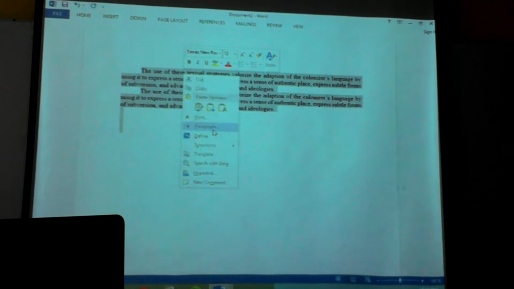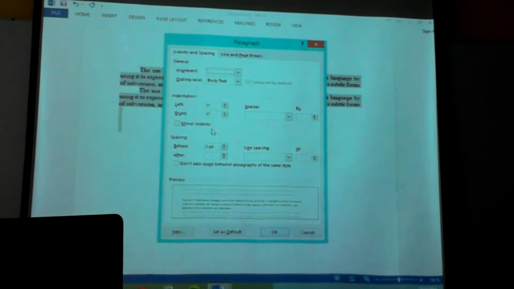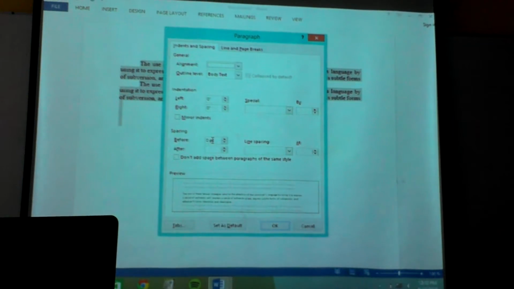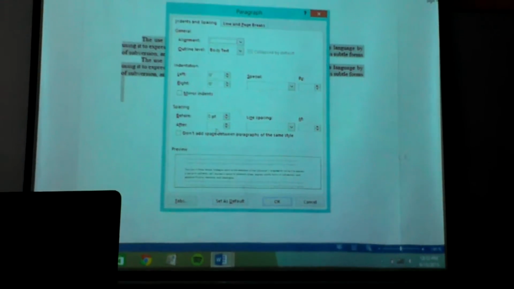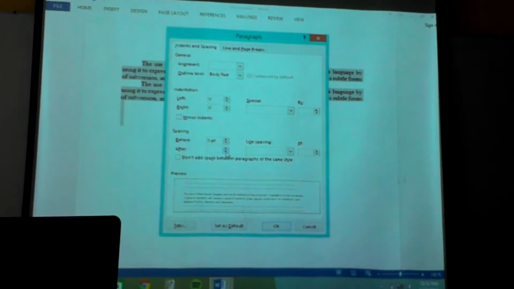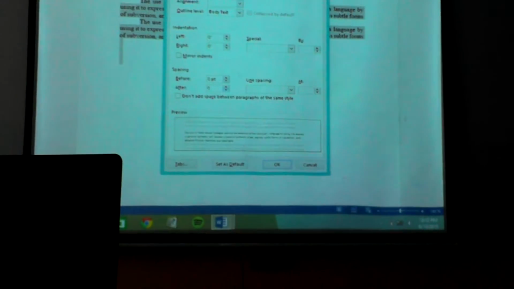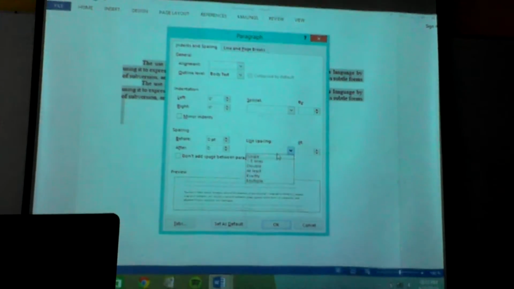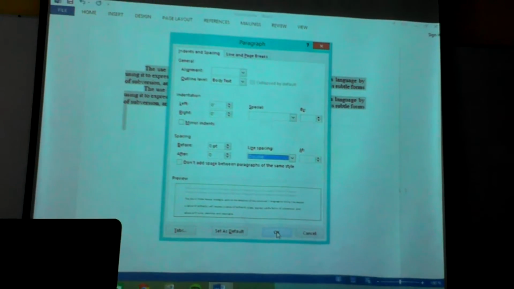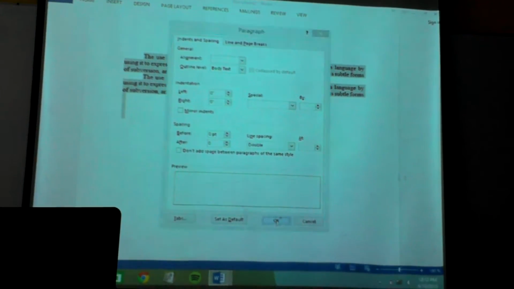Okay na tayo? Paano sa lalo? Okay. Control A, right click. Before 0, that is correct by default. Ano nakalagay sa after? 8. Put that at 0. Line spacing? Double. By default, that's multiple, right? Let's make it double this time.